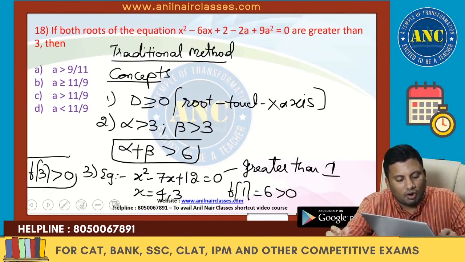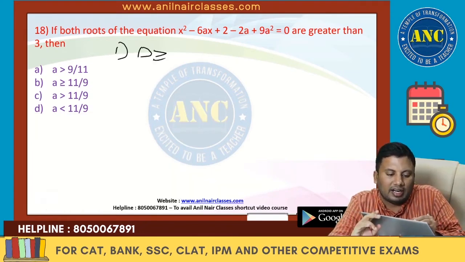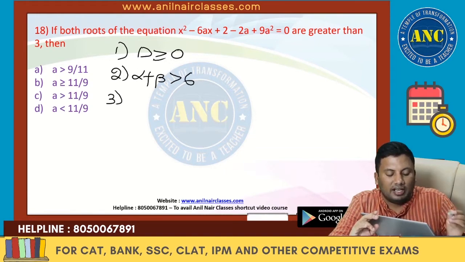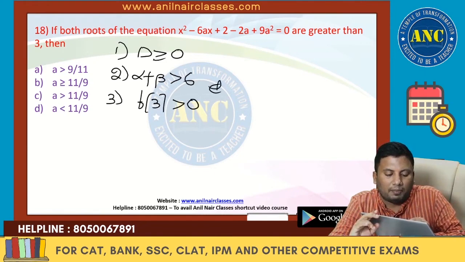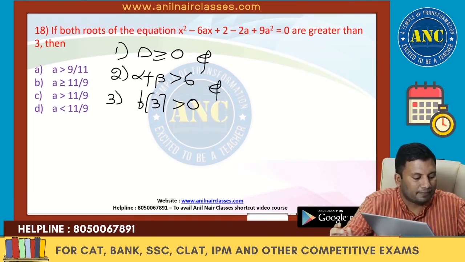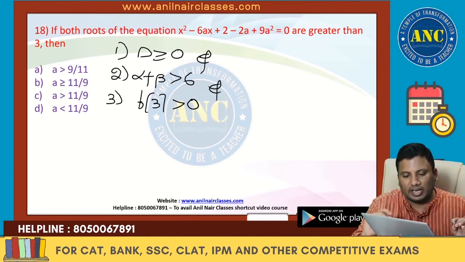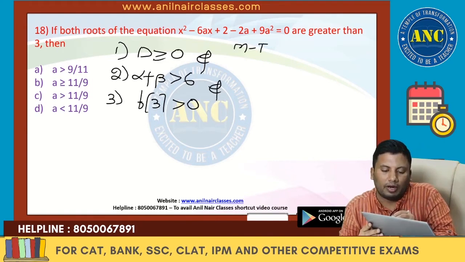What are all the conditions that need to be used here? D greater than or equivalent to 0. Alpha plus beta is greater than 6. And third condition, f of 3 is greater than 0. Lengthy approach to solve this question. All the three should be satisfied. This is traditional method. Method number 1.